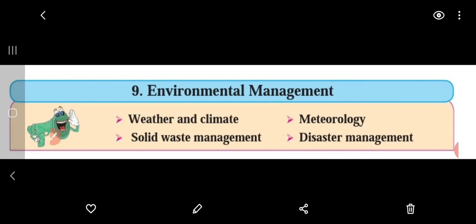Dear students, welcome to the online lecture series of Hera English School for Standard 9th for the subject of Science 2. So today we are going to start a new chapter, as we had finished chapter number 8, Useful and Harmful Microbes. And today we are going to start chapter number 9, Environmental Management.